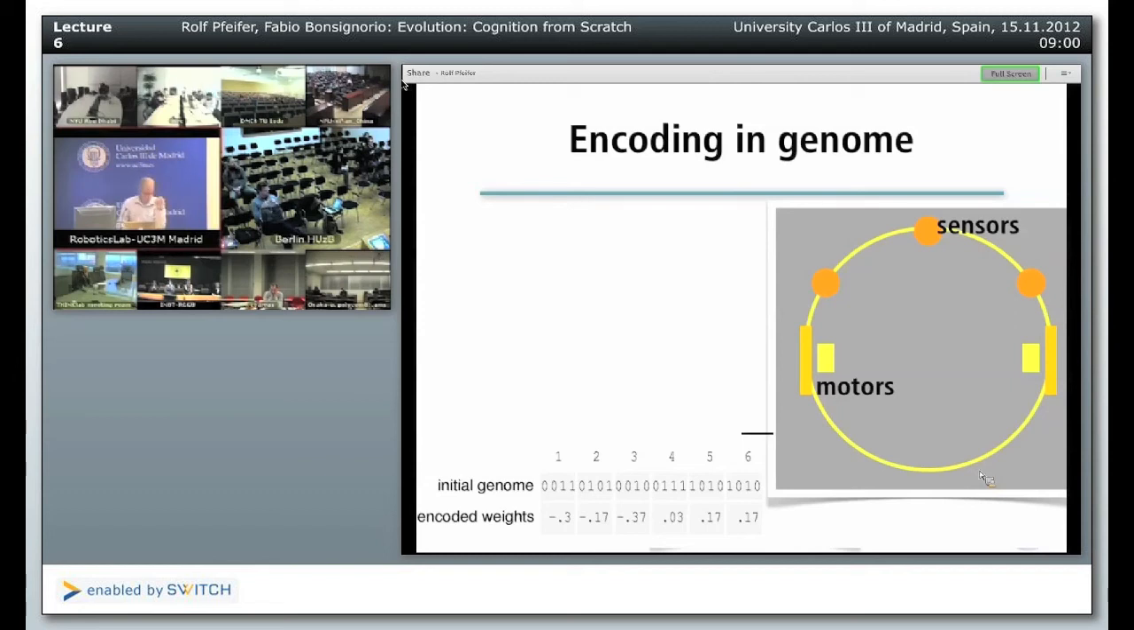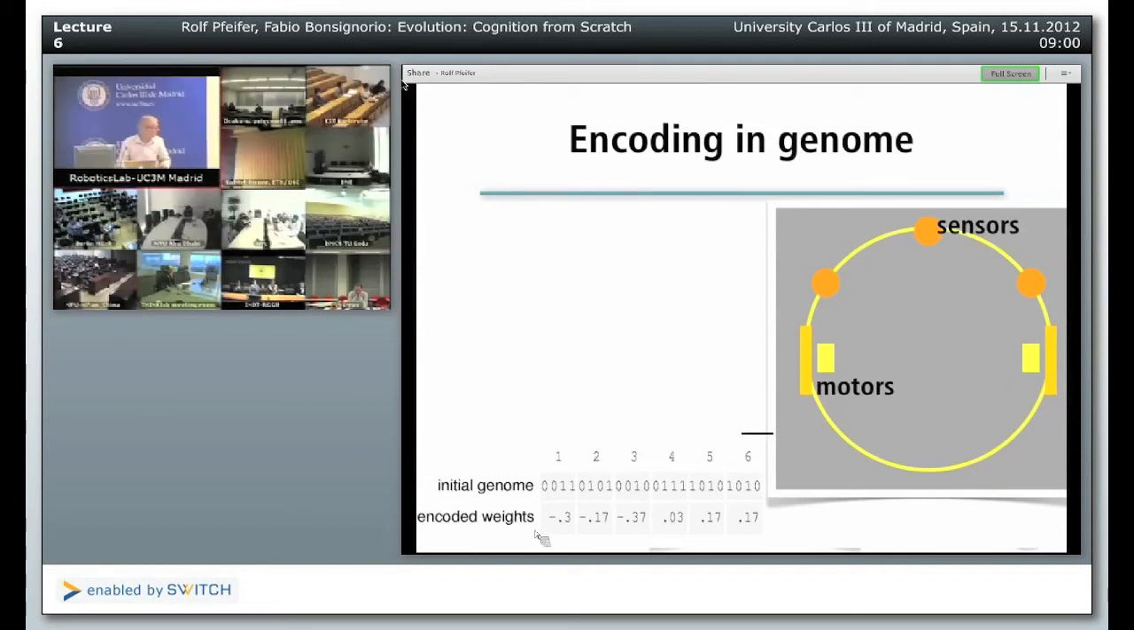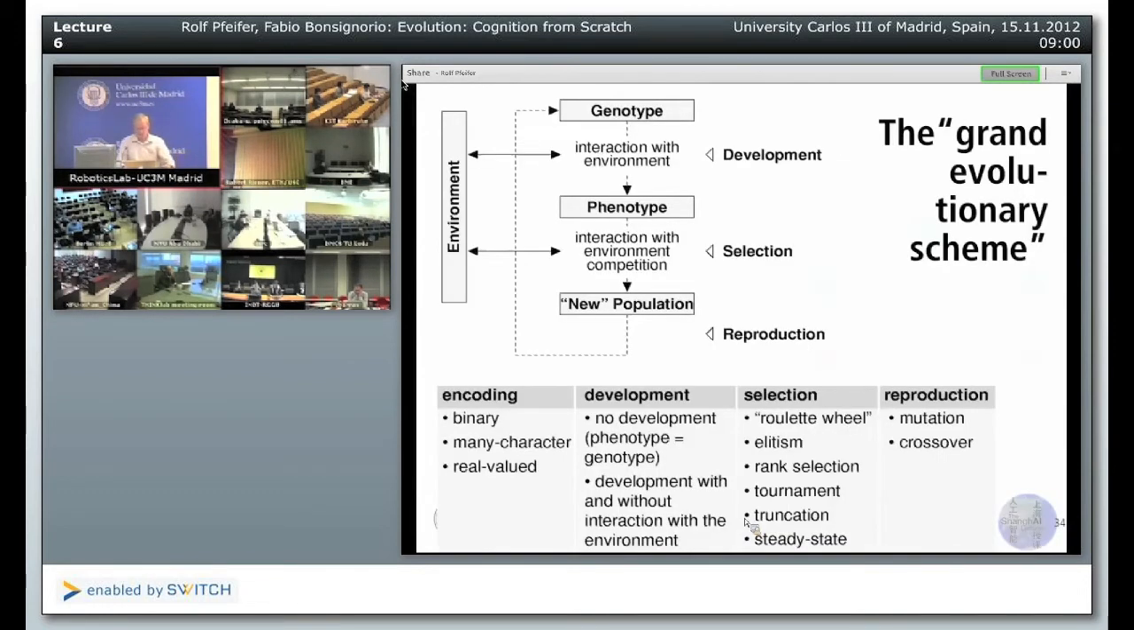As you can see here, this would be kind of an initial genome. So we have six connections, three from the sensors to the left motor, three from the sensors to the right motor. We got this encoding. And then we do the mutation on that, and this is a binary representation. This is for the first connection weight with 4 bits, the second connection weight with 4 bits, and this gives the connection weights. And this, again, fits into this scheme.